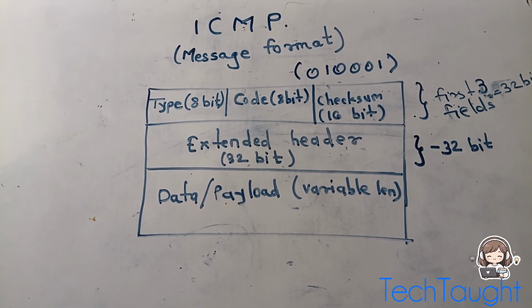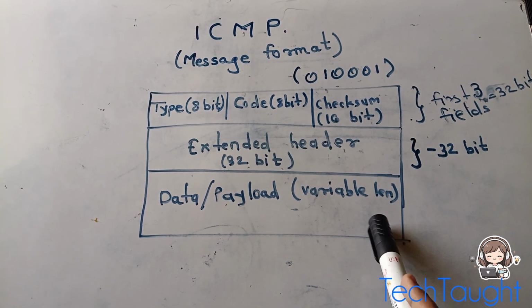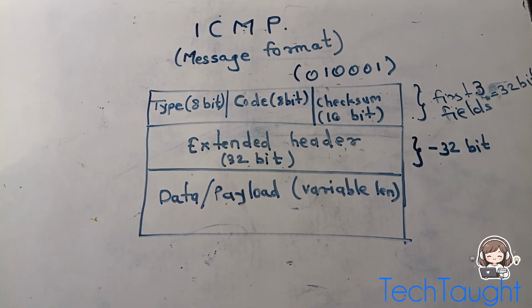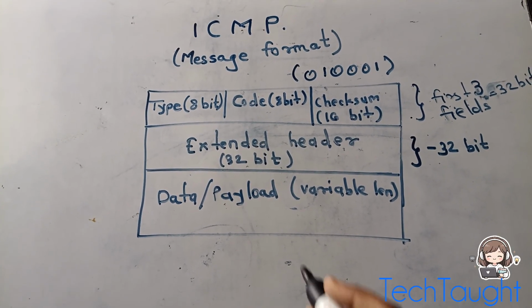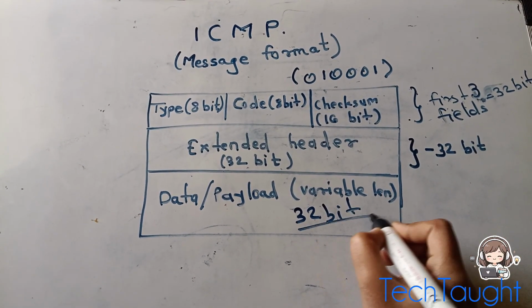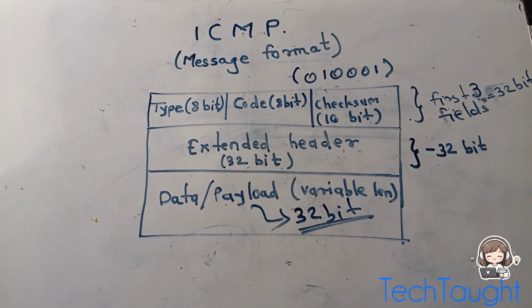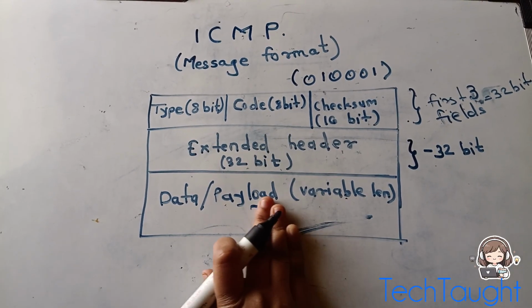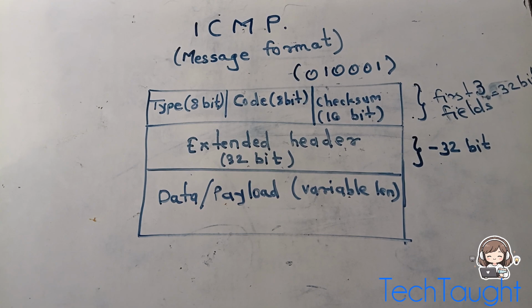Then the last part of the ICMP packet is the data or payload of variable length. So the length of this field is variable. मतलब ये जो length है वो vary कर सकती है. If I am assuming that this is 32 bits, then the length of this field, the data and payload length is 32 bits, which we are now assuming, so it can vary. So it is the variable length data or payload field. So the last part of the ICMP packet is the data or payload of variable length.